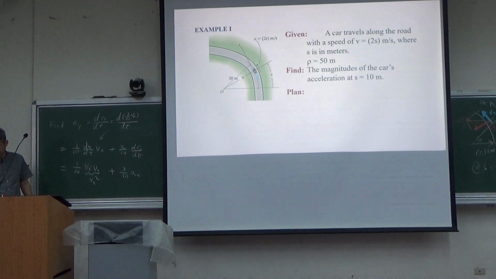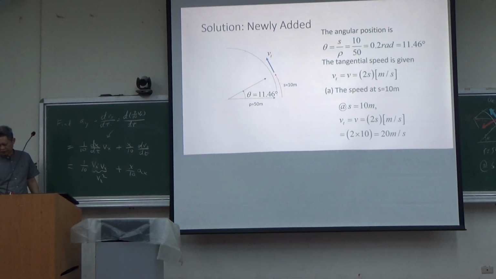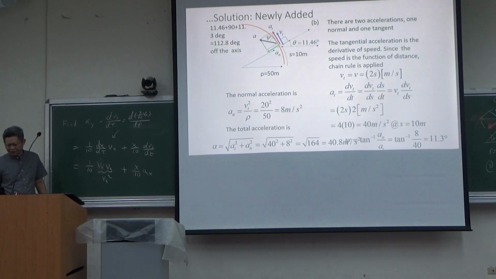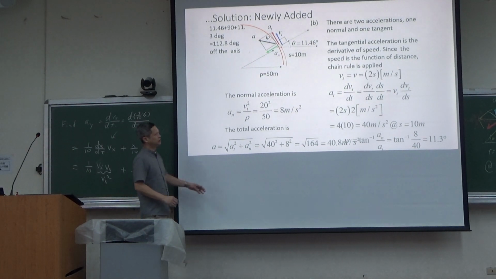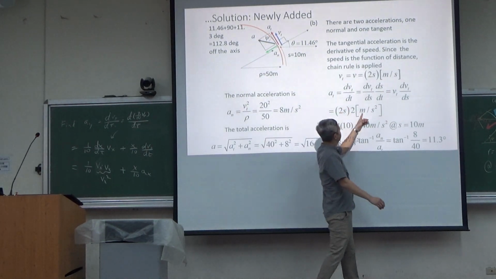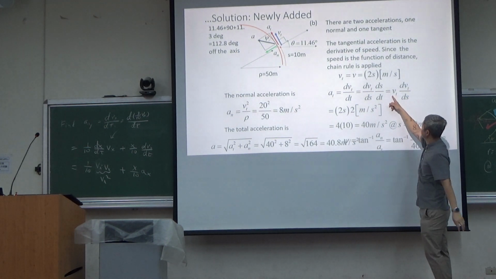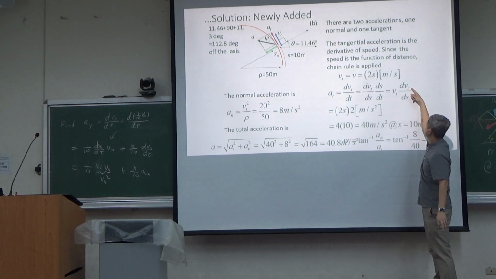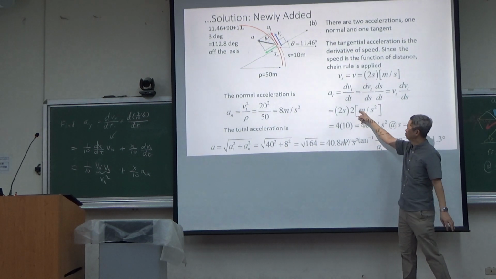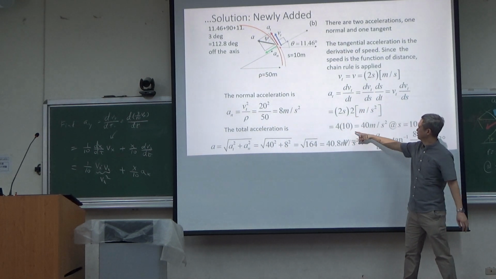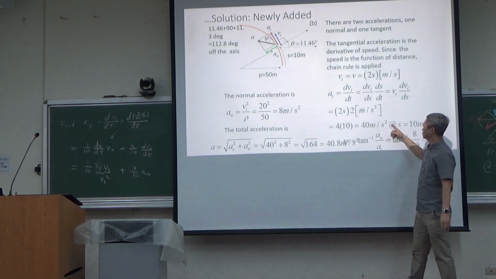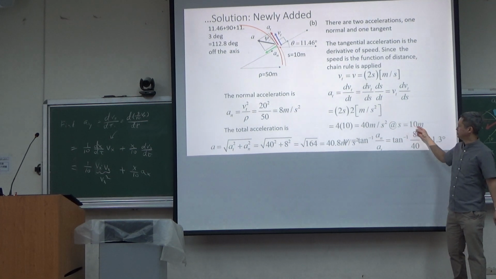In this example, you are asked to find... So the working step is here. For the tangential part, you do the differentiation. Then you get the tangential speed times dv_t/ds. This is 2 times 2s. In the end, you have 4s. 4s is equal to 40 meters per second squared, and s is equal to 10 meters.